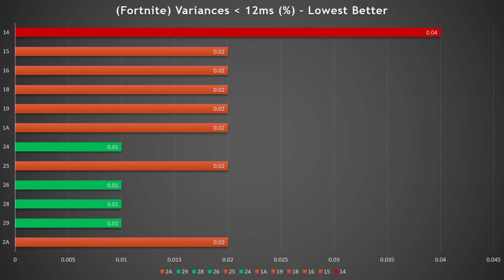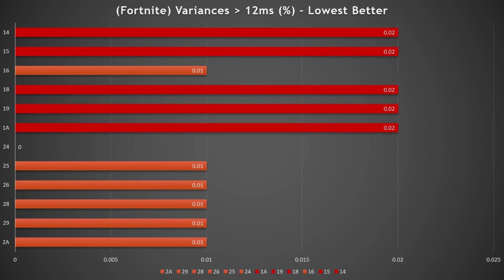Variance smaller than 12 ms: the best values were 24, 26, 28, and 29, and the worst 14. Variance higher than 12 ms was best with 24, with 0. It's not actually 0, but for the needs of the PowerPoint, I just put the 0. It was actually 0, the number.